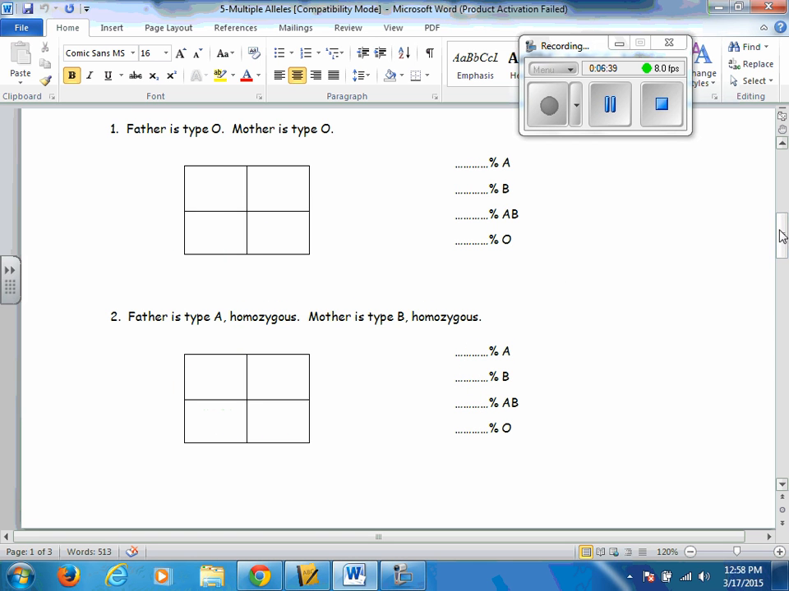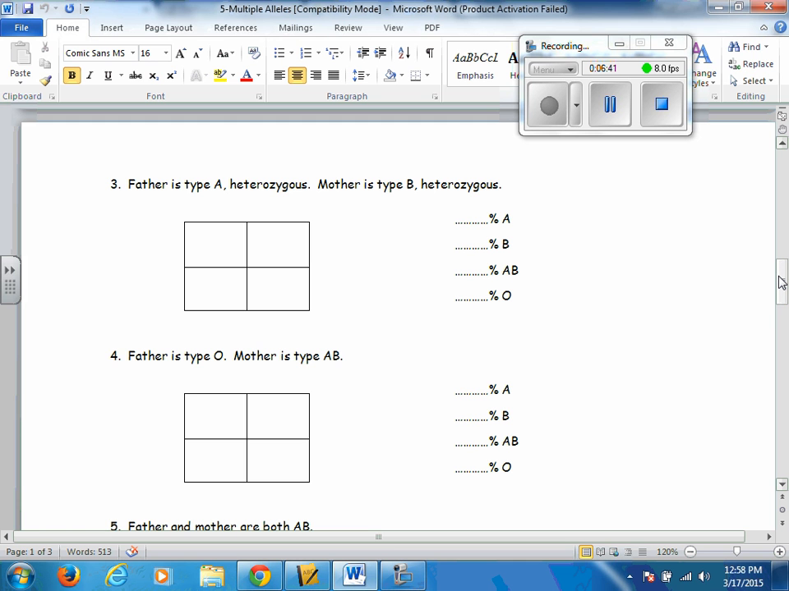So the next example is going to be just a little more difficult. So the father is type A, heterozygous. Again, heterozygous means that they're IA and little i. All right, their letters are different. If you're A, you just have the opportunity to pass that gene through. The mother is also type B, heterozygous. So they have a B gene, but their second letter is a little i, making them different.